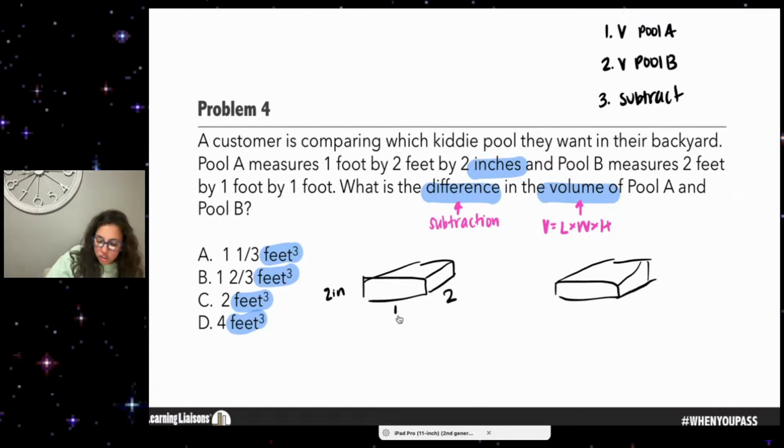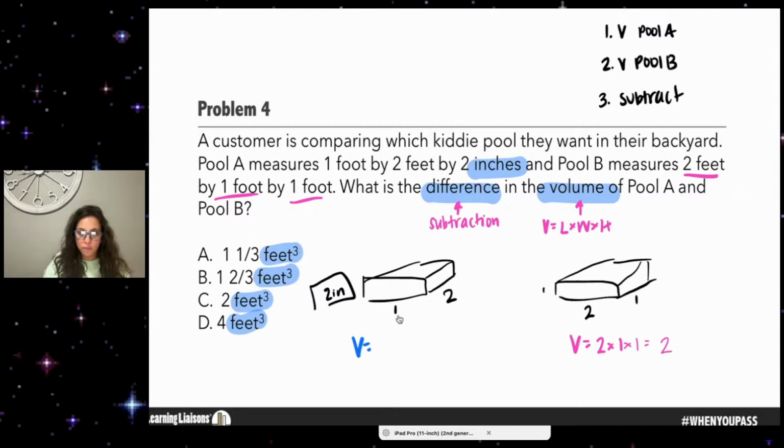And pool B measures 2 feet by 1 foot by 1 foot. I need to convert this into feet. Now, that seems impossible because 2 inches is not even a whole foot. It's going to be a fraction of a foot. But when I find the volume of pool A and pool B, I need to do it in units that are all the same. So pool B is 2 feet, 1 foot, 1 foot. So I'm going to do 2 times 1 equals literally just 2.